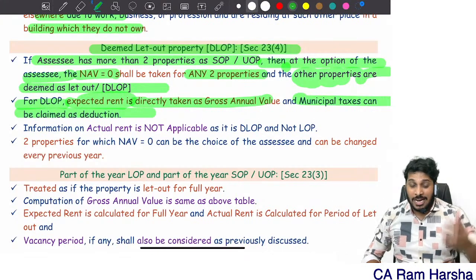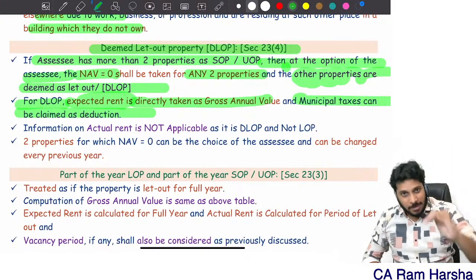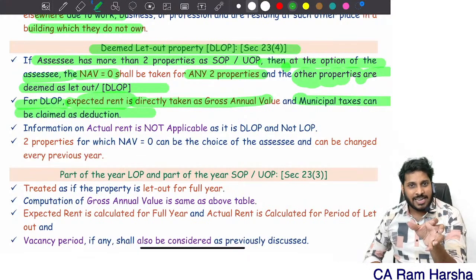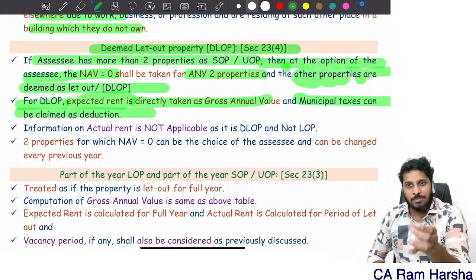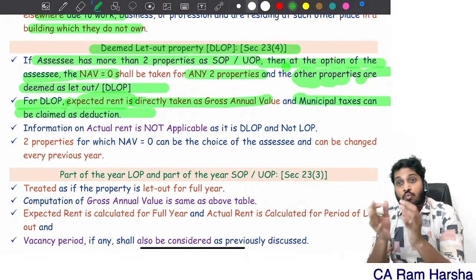Now, coming to optional tax regime and default. Under optional tax regime, whatever interest is there, you can claim deduction. Let out property, deemed let out property, you can claim deduction, whatever it is.